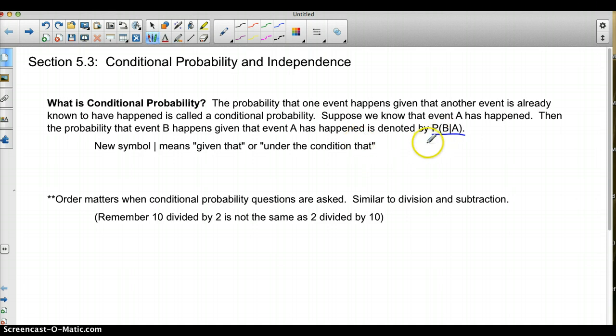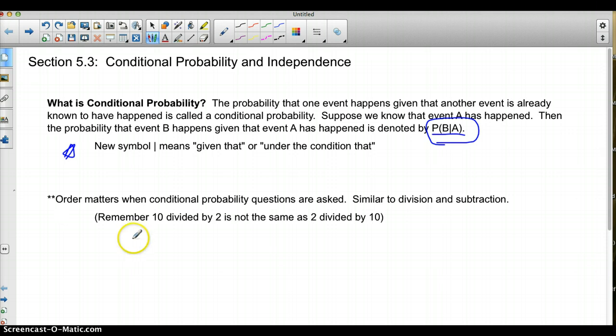And here I have it underlined where it's probability of event B given that event A has already happened, or under the condition that. So your new symbol is basically just a vertical line. Almost think of it as like one of your little absolute value sides. Usually you just make it a little longer than your letters for what your probability of your events are going to be. Okay, order matters when we're talking about conditional probability questions.